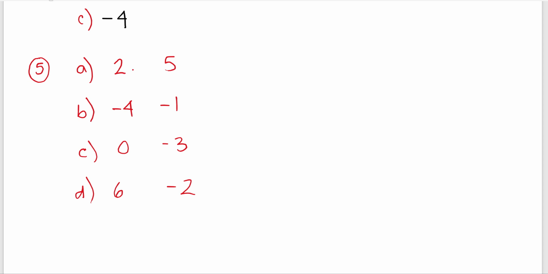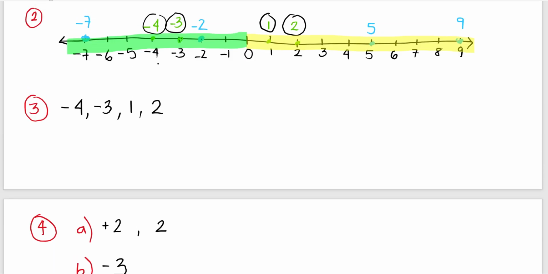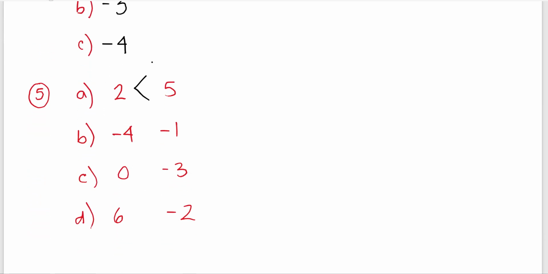So between 2 and 5, I don't need a number line for that one. I know that 2 is smaller than 5, so it's less than 5. Okay, what about negative 4 and negative 1? If you can see a right away answer, great; if you need your number line, go and check. Negative 4 is here, and then negative 1 is here. And I know that the further to the left, the smaller. So negative 4 is the smallest, so it's less than negative 1.